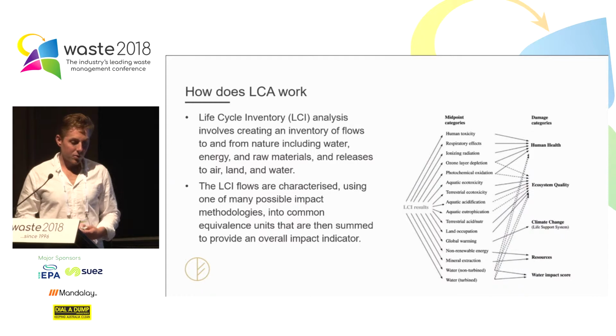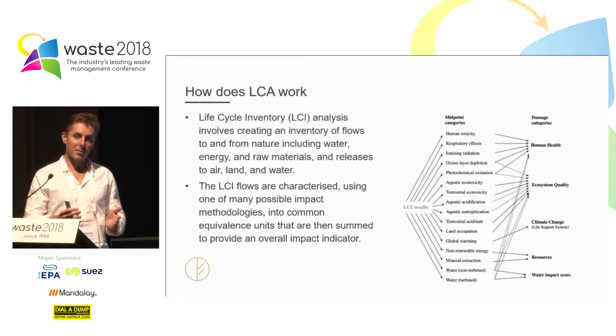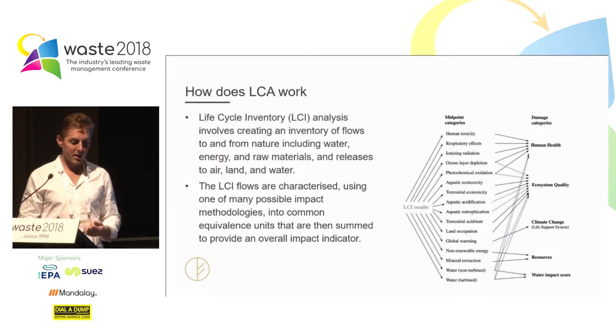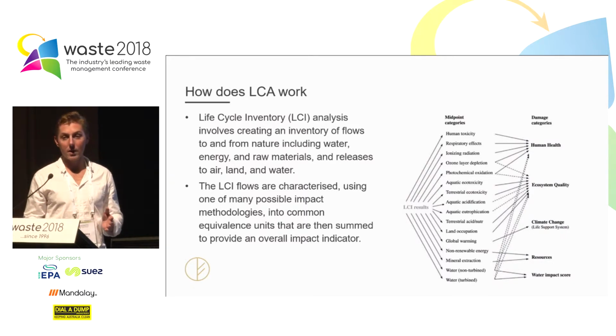So that leads to what we have as midpoint categories first, which is the direct impact of each material flow, which are things like land occupation, global warming, ozone layer depletion, things like that. And then from there you can create what we call endpoint categories or damage categories, which is a summation of those to create things like damage to human health and damage to ecosystems.